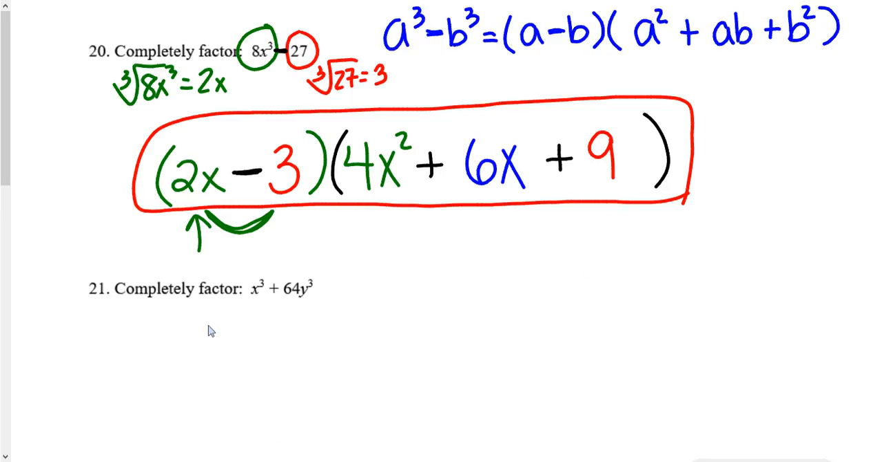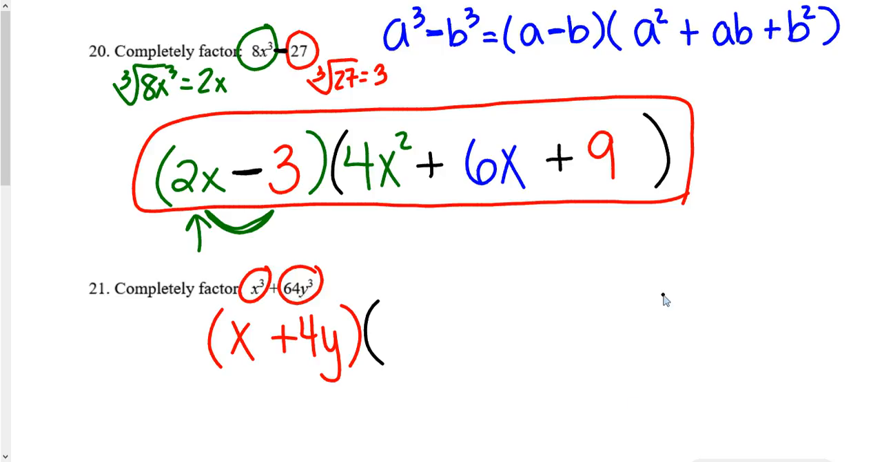All right, number 21, again, I start out and I look, is it a difference of squares? No, it's 2 terms. There's no GCF. My option is difference of cubes. It's a plus. My first term was x cubed. The cubed root of x cubed is x. My second term was 64y cubed. The cubed root of 64 is 4. The cubed root of y cubed is y.